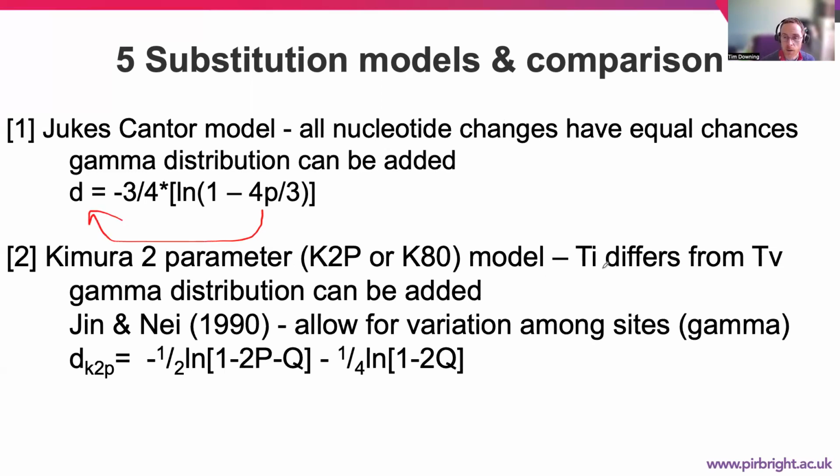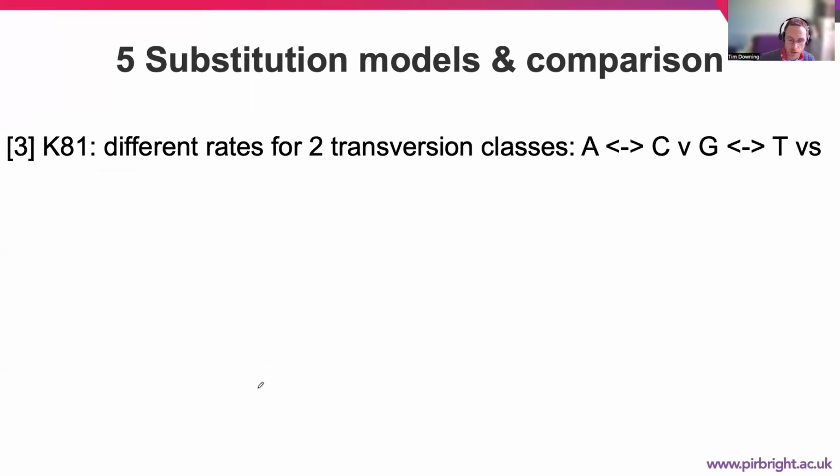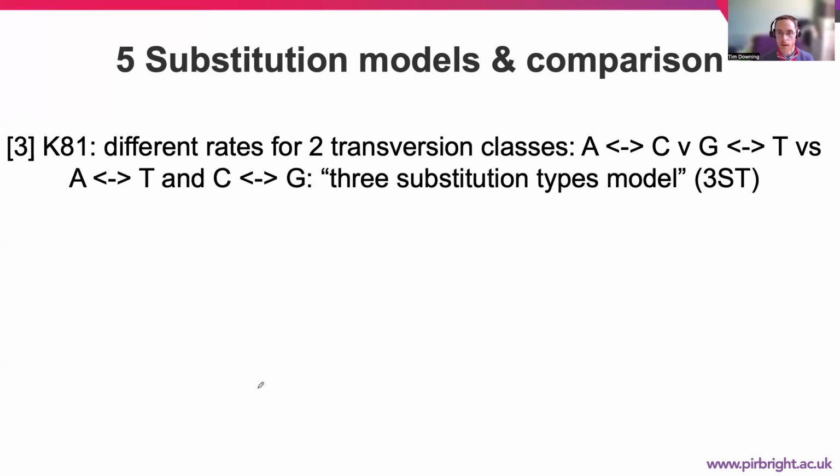The K2P parameter allows transitions versus transversions to vary separately. And the Jin and Nei extension of it allowed for variation across sites through a gamma distribution. So this is the more advanced formula down here. Then we have the K81 model, which is an extension of the K2P model. It allows different rates for 2 different transversion classes, for A to C versus C to G versus the other ones. This is known as the 3 substitution types model.